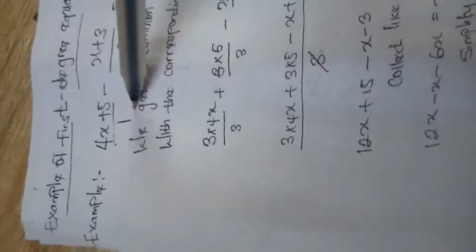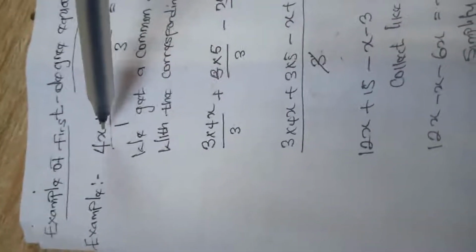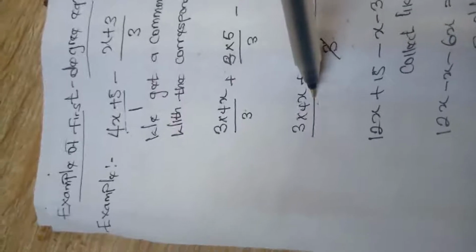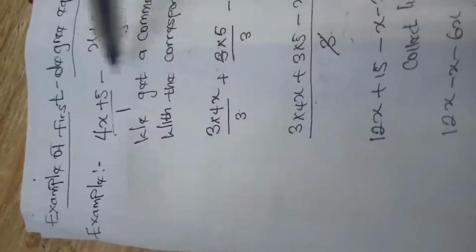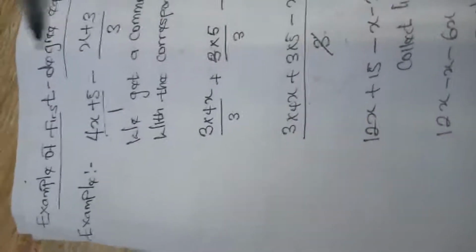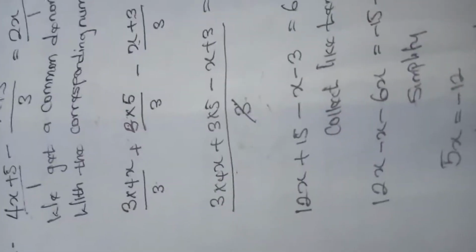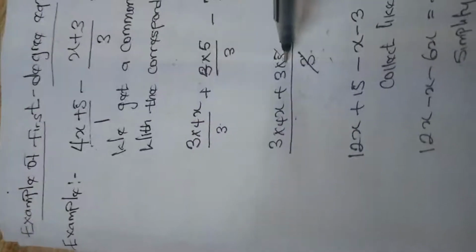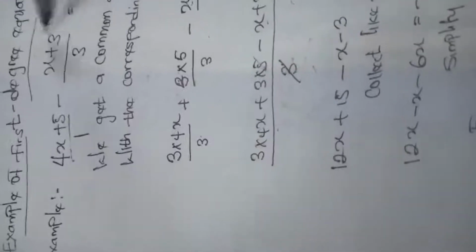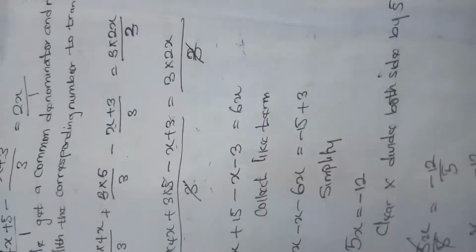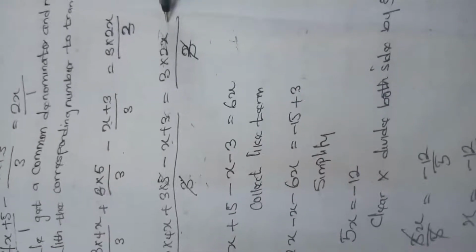3 in 1 is 3, so 3 times 4x is the first one. Then I come to the next one, 5. 3 in 1 again gives you 3 times 5. For this one, 3 in 3 is 1, so 1 times x is x, and 1 times 3 is 3. The same thing applies here again: 3 in 1 is 3, so 3 times 2x. That's how we got this. I hope you understand.